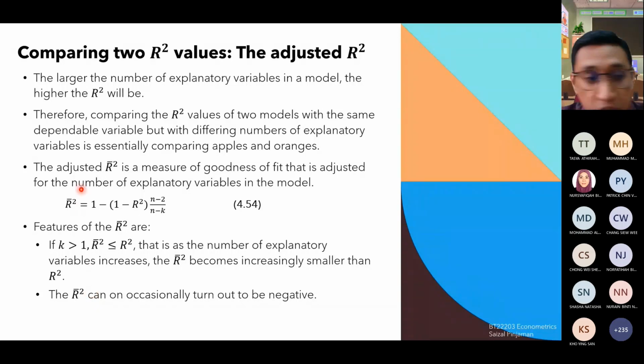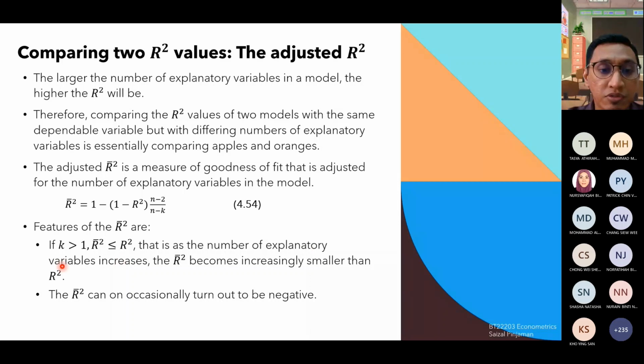The adjusted R squared is equal to 1 minus (1 minus R squared) times (N minus 1) over (N minus K). So here are the features of the adjusted R squared. Even though we are using this bar sign, it doesn't mean that this refers to the mean value of R squared. No, it refers to the adjusted R squared in this case. If K is larger than 1, it means that we have multiple regression, because K refers to the number of regressors. Then the adjusted R squared tends to be either equal to or smaller than the R squared.